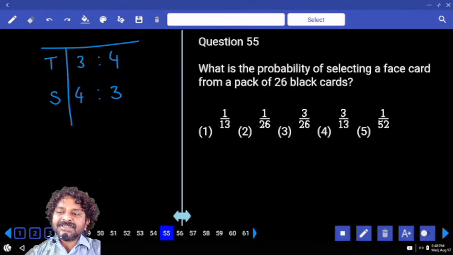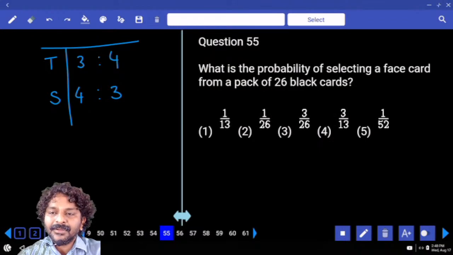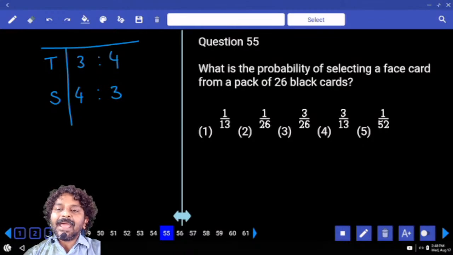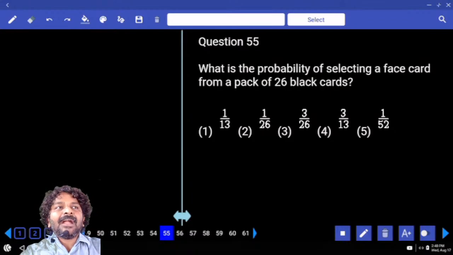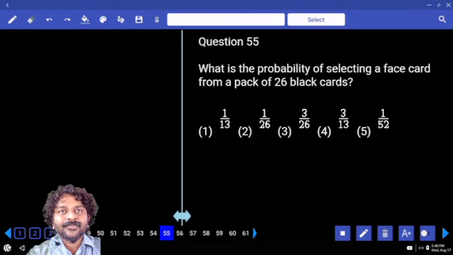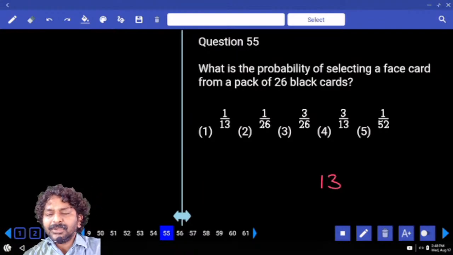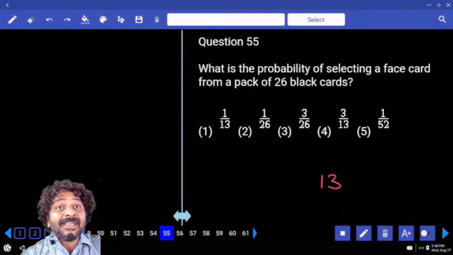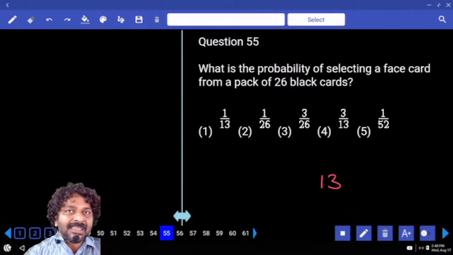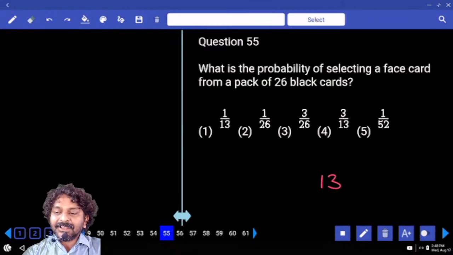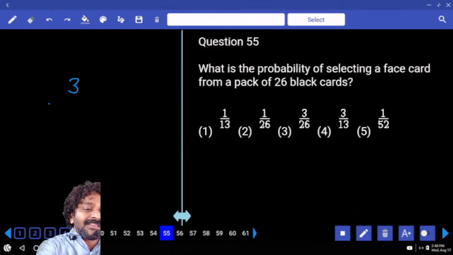What is the probability of selecting a face card from a pack of 26 black cards? Right. In a pack of cards, how many suits will there be? 4. Each suit will have how many cards? 13. Out of them, how many face cards will there be? 3. Jack, Queen and King. So 3 cards are face cards out of 13 cards.